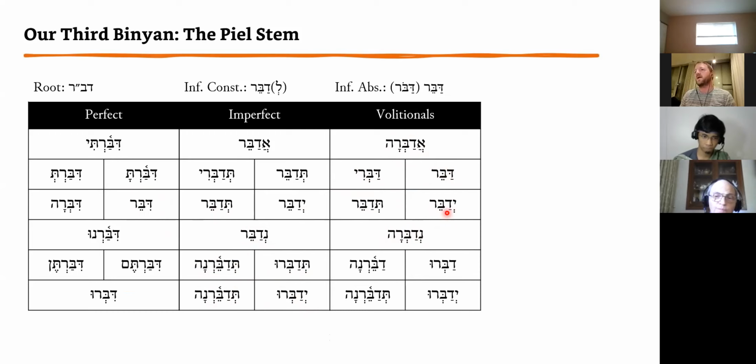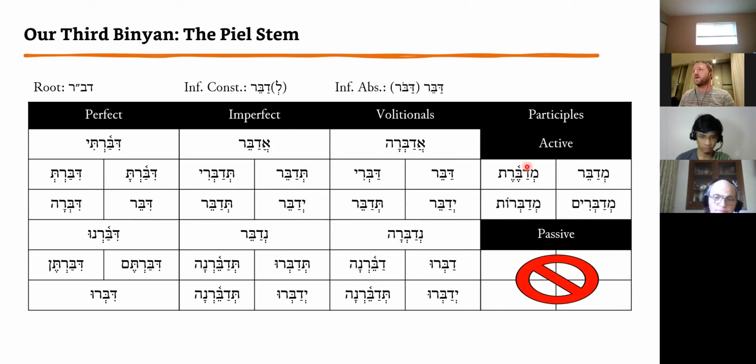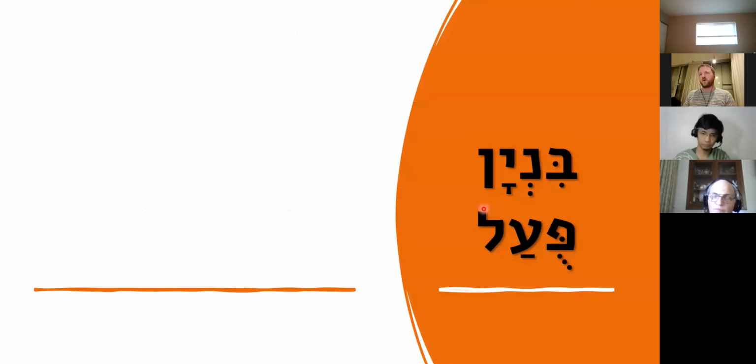Okay, dabri, speak. Yedaber, let him speak. Tedaber, let her speak. Just like tedaber, she will speak. Dabru, speak. Daberna, to a group of women, speak. Yedaber, let them speak, and tedaberna, let the women speak. Right. Again, we don't need the passive because we have pual. So medaber, medaberet, medabrim, medabrot. So far, so good. I believe we're going to add the pual.